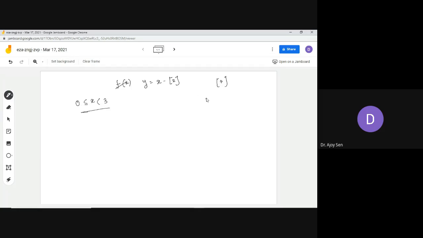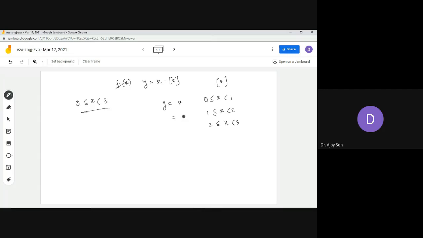So what are we doing? We are taking an interval, this type of interval, that is we are breaking this interval in these parts. So why are we breaking in these parts? Because we know the value of box x is fixed in this interval, in this interval, and in this interval. In the whole interval 0 to 1, where 0 is included, the value of box x is nothing but 0. So the function becomes y equals to x.